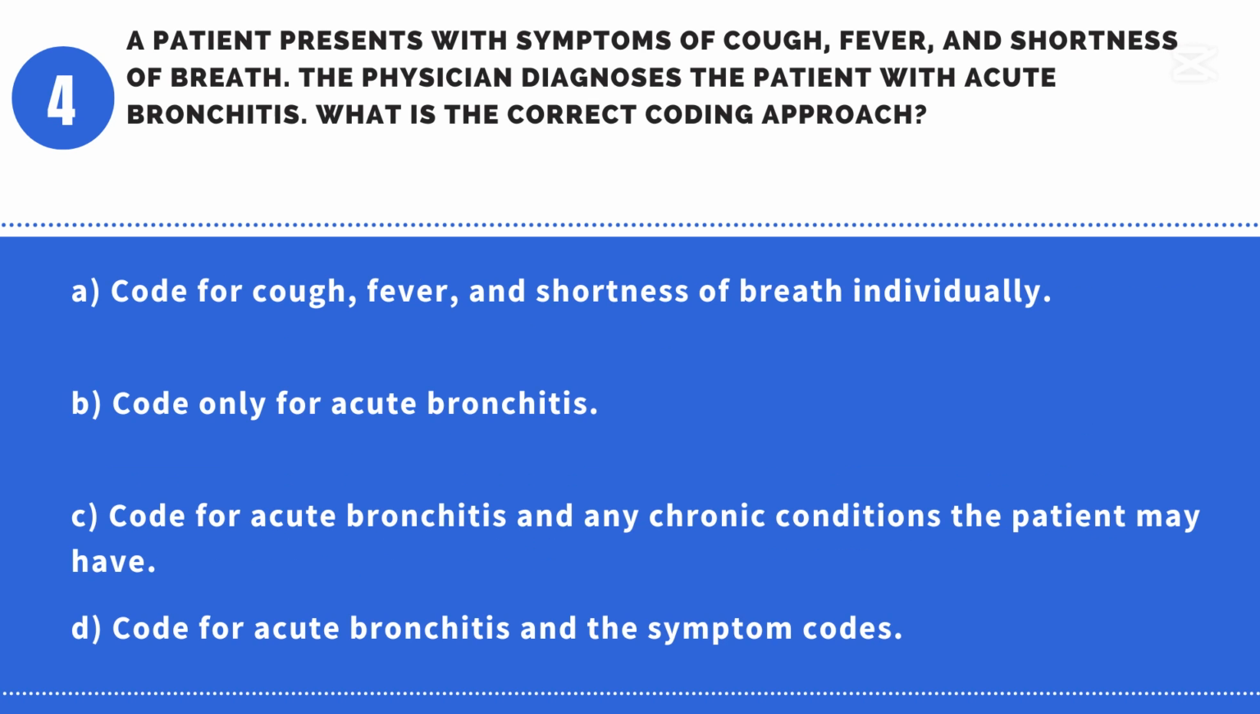Question 4. A patient presents with symptoms of cough, fever, and shortness of breath. The physician diagnoses the patient with acute bronchitis. What is the correct coding approach? A. Code for cough, fever, and shortness of breath individually. B. Code only for acute bronchitis. C. Code for acute bronchitis and any chronic conditions the patient may have. D. Code for acute bronchitis and the symptom codes.